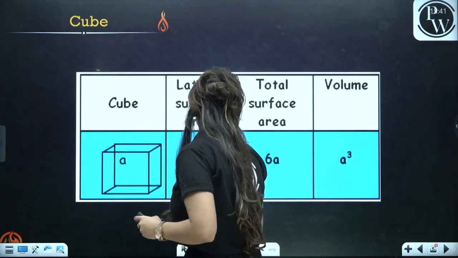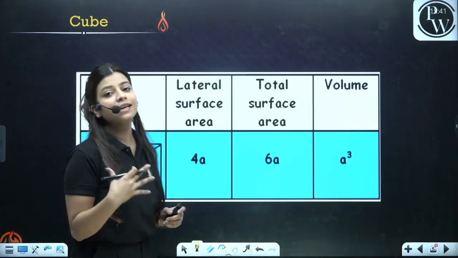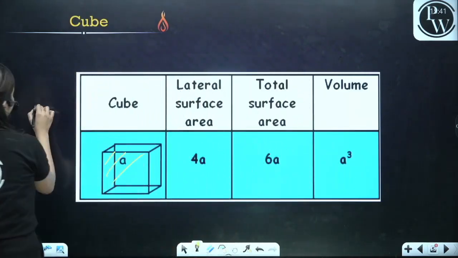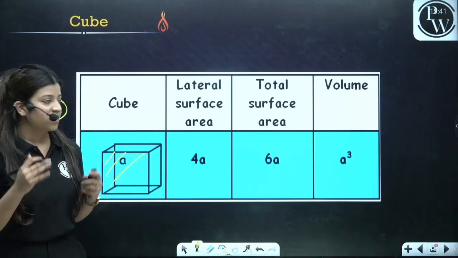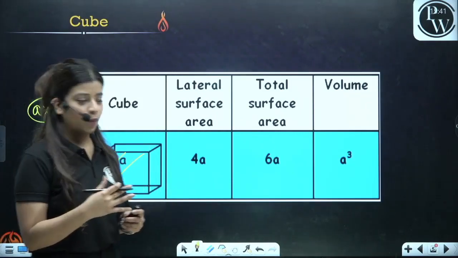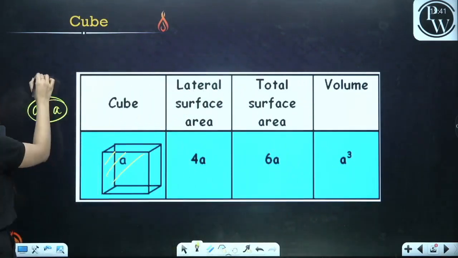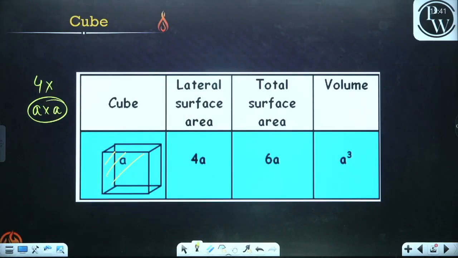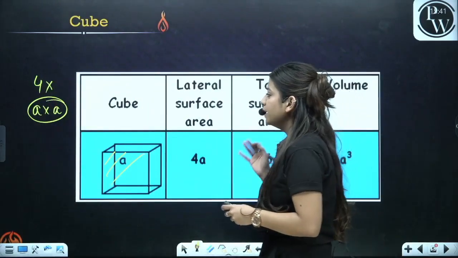Now if I talk about the square, students, here I have to take four faces, and we all know that the area of one square is side into side, that is a square. So side into side becomes a into a. For the first face that will be a into a, and the other faces, so 4 into a square. Alright, so 4 into a square will give me what?